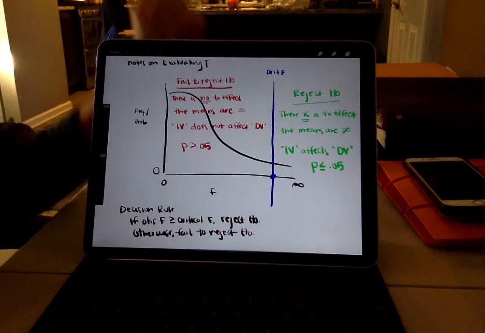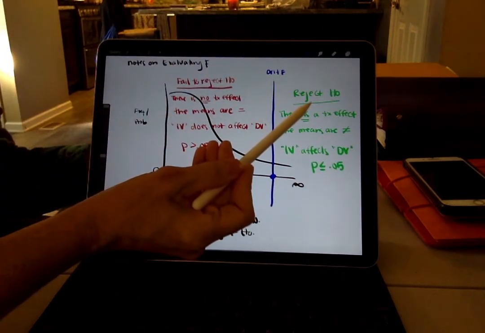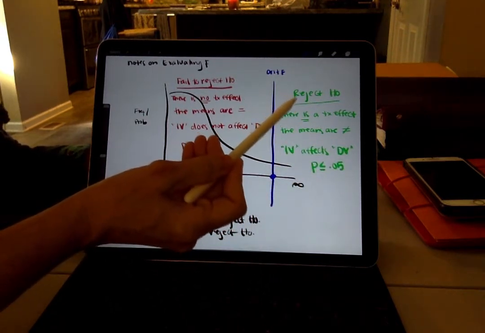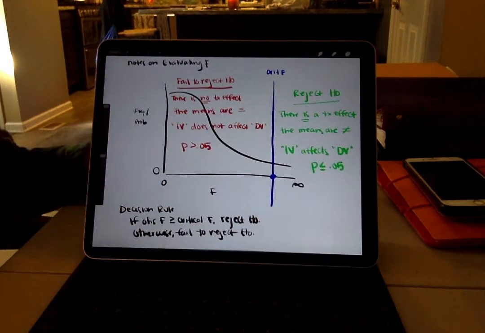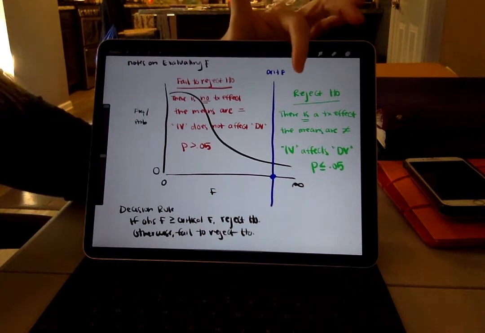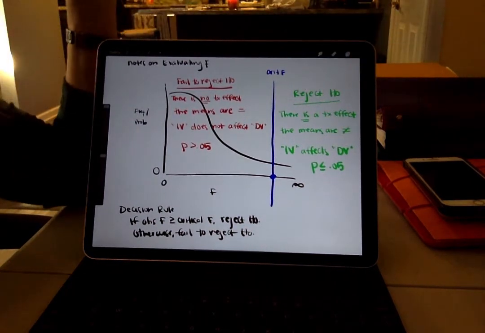If your observed F falls to the right, you reject your null hypothesis. Right, reject. All right, here's a good memory device. Right, reject. So if your observed F falls to the right, you're going to reject the null hypothesis. What does that mean? It means there is a treatment effect, the means are not equal, and the independent variable affects the dependent variable.